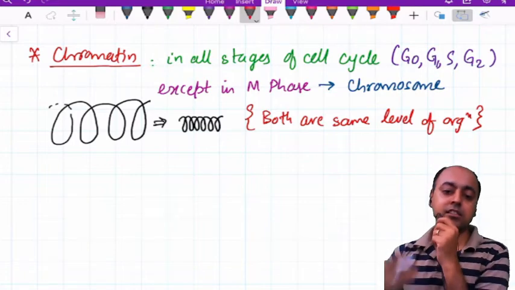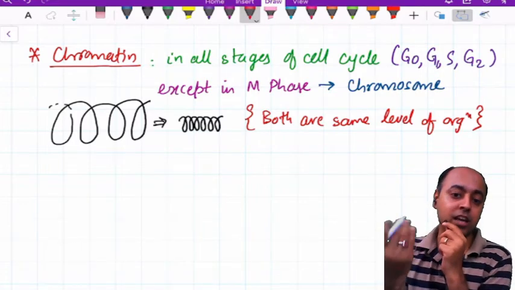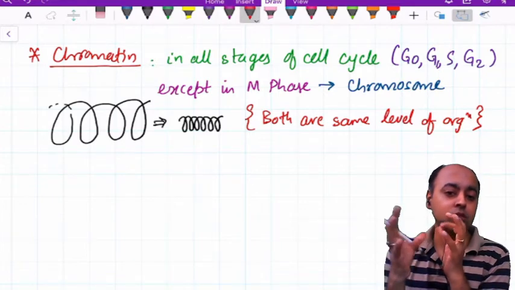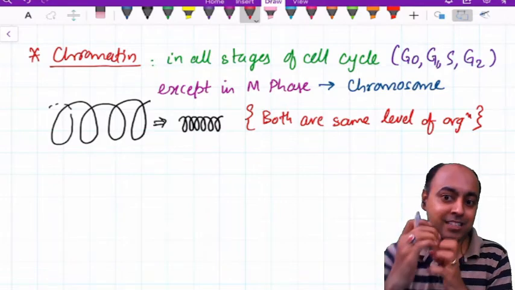In some books and guides it is written that chromatin and chromosome are different levels of organization. Chromosome is one level higher. There is no change in level. The only thing is the loose structure becomes more compact so that it can be easily transported.